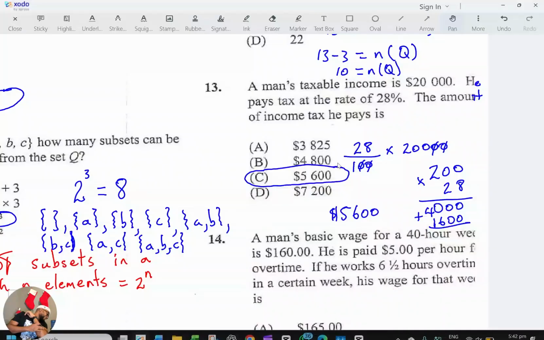Paper 1 questions. CSEC Mathematics Paper 1, right?